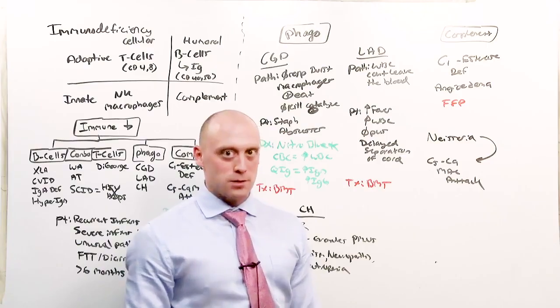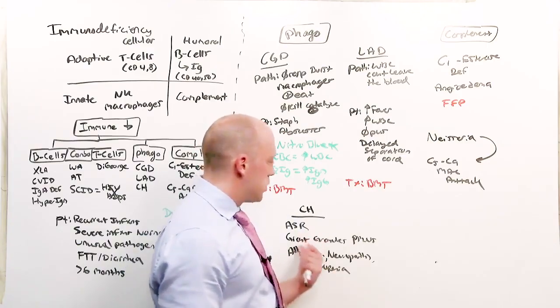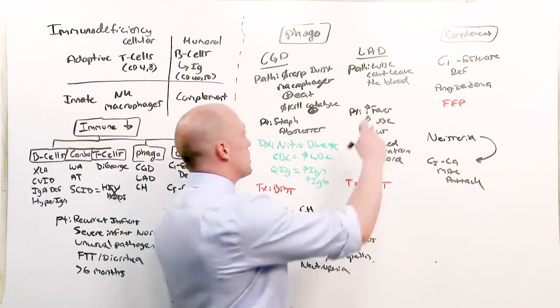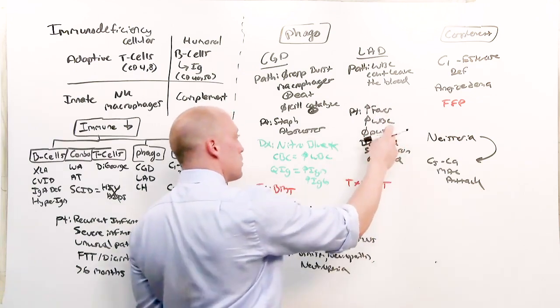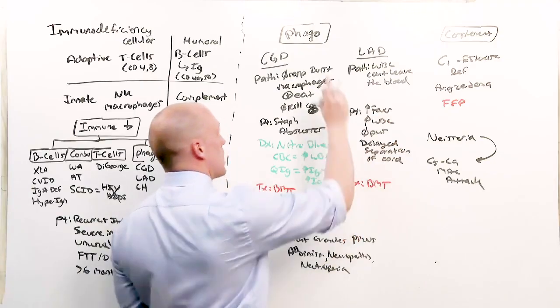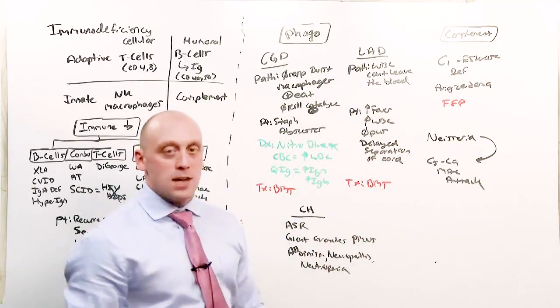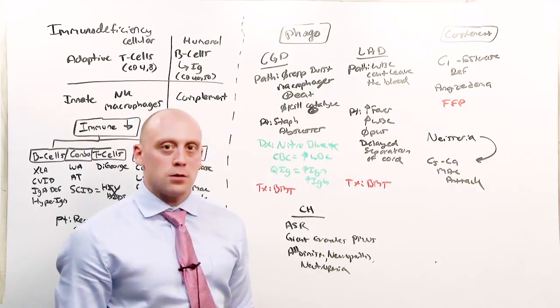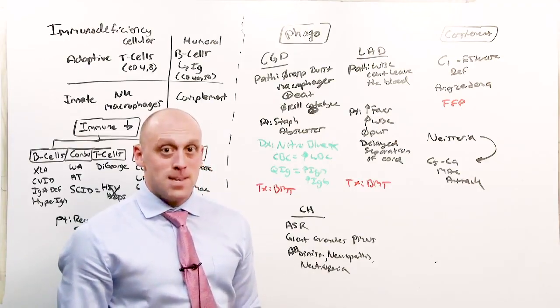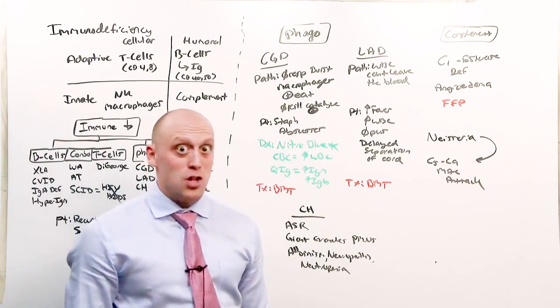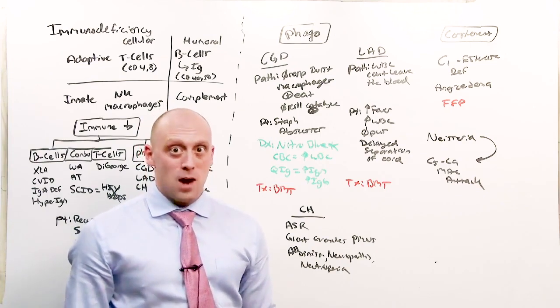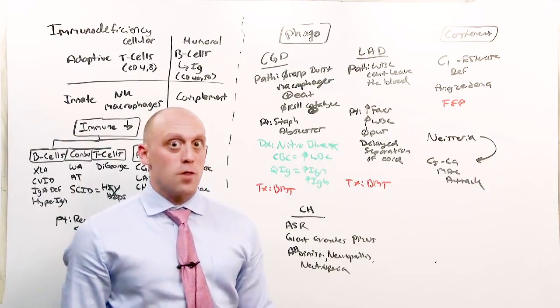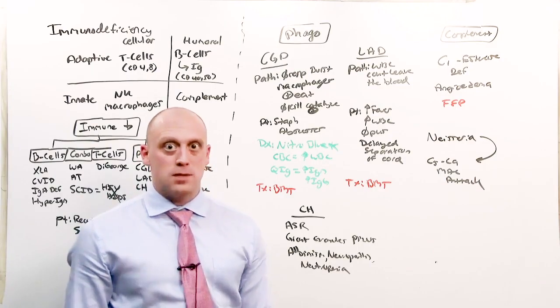Angioedema, C1 esterase. Chediak-Higashi, giant granules in PMNs. You will be able to identify the toxic patient without a pus wound and delayed separation of the cord as leukocyte adhesion deficiency, and the nitro blue for chronic granulomatous disease. I told you, low yield, lots to memorize, not worth the squeeze if you're going for the pass. That is peds immunodeficiency.